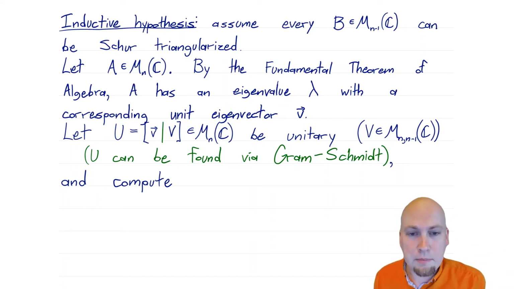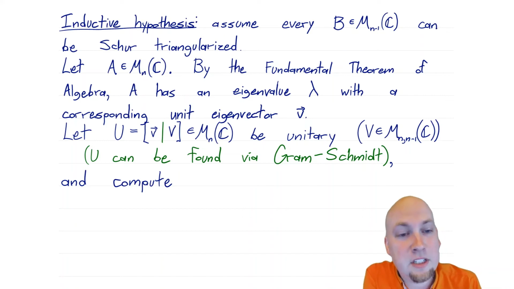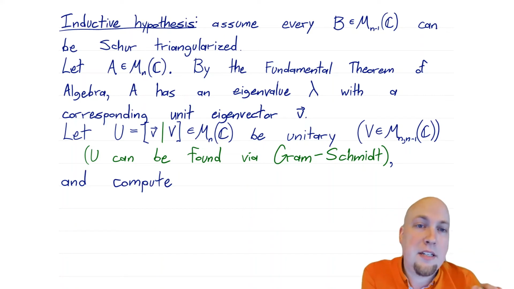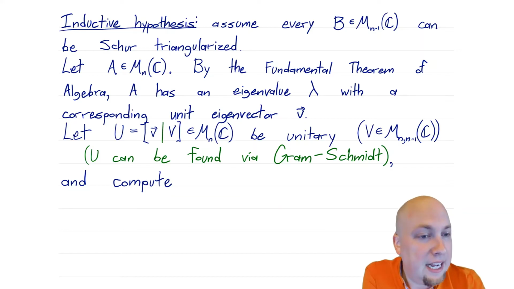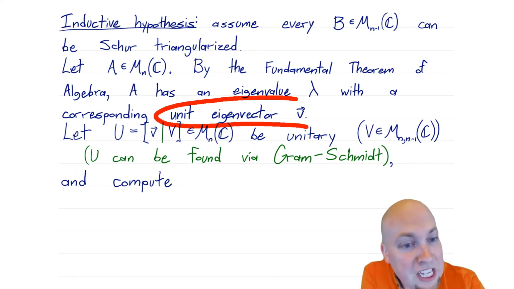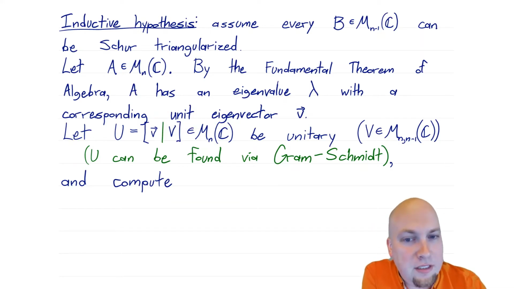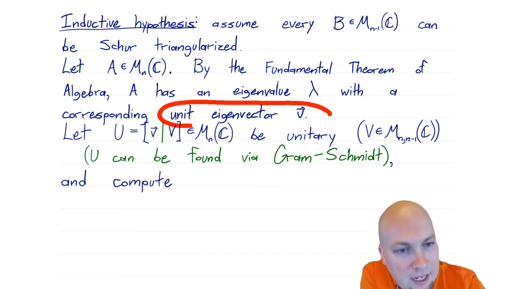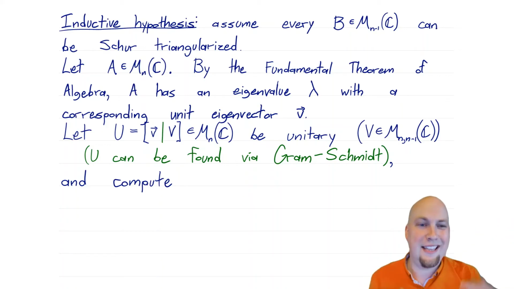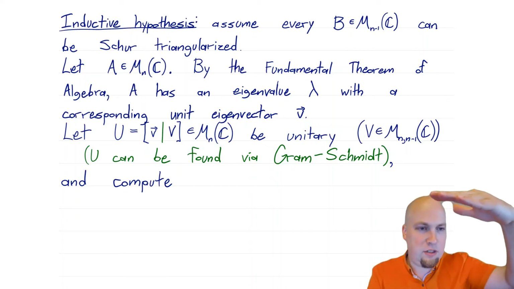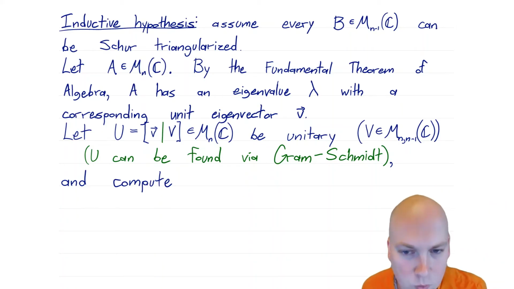Then I'm going to construct a unitary matrix out of that eigenvector. I'm going to assume without loss of generality that that eigenvector has been scaled to have norm 1. So I'm actually going to pick a unit eigenvector v. That's what I mean by unit eigenvector: an eigenvector with length 1. I just take whatever eigenvector I find and scale it so that it has length 1.